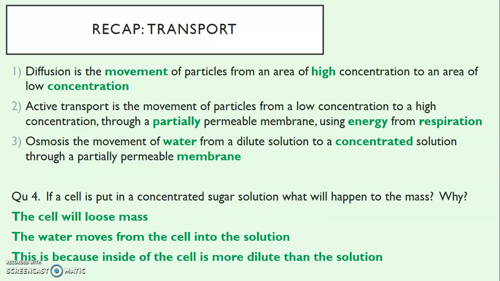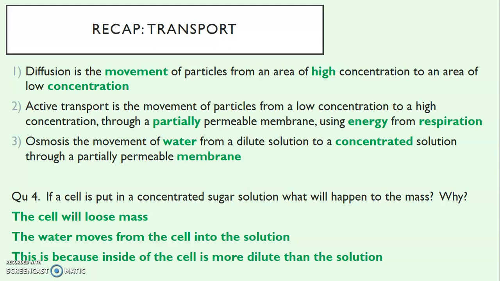So just to recap, these are the facts that we looked at in the last lesson, and they're also in your fact book. So diffusion is the movement of particles from an area of high concentration to an area of low concentration. Active transport is the movement of particles from a low concentration to a high concentration through a partially permeable membrane, and that uses energy from respiration. And then osmosis is the movement of water from a dilute solution to a concentrated solution through a partially permeable membrane.